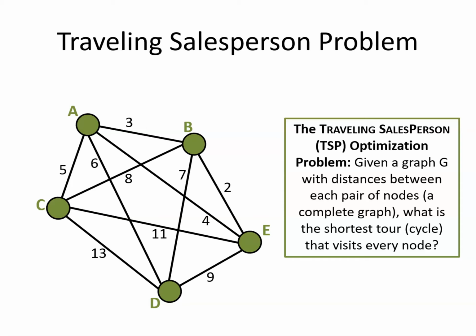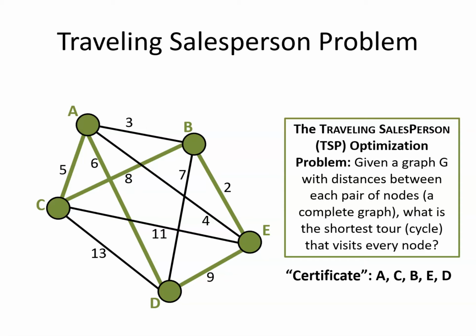In order to present a solution to this problem, we would give some list of vertices that would specify our cycle. Maybe in this case, A, C, B, E, D, signifying a path that starts at A and ends at A, creating a cycle, but that visits each of the other nodes in that order. The trouble with the optimization problem is this.